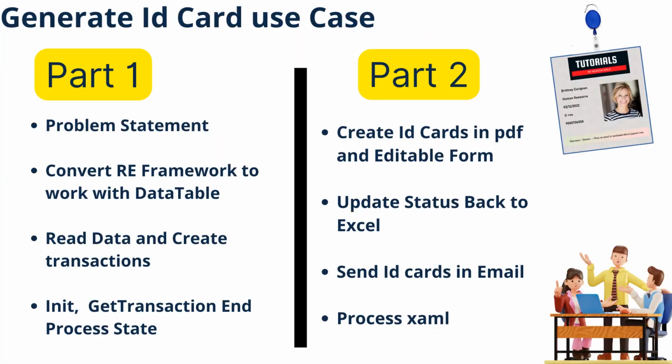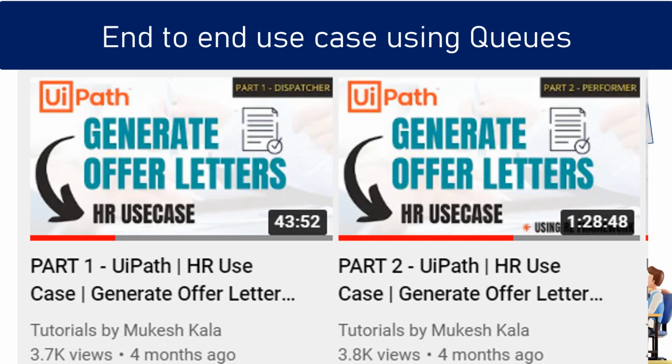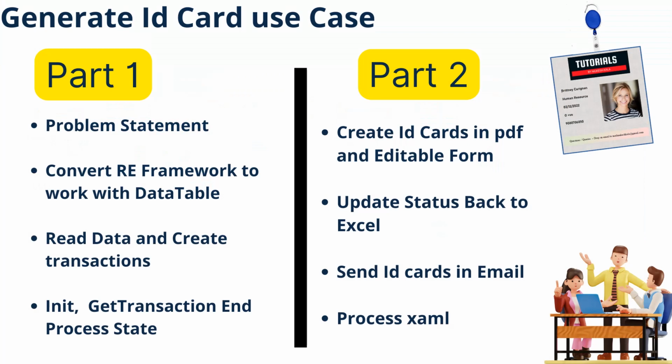Coding wise, we have divided the solution into two parts. In the first part, we looked at the problem statement. We converted the ReFramework to work with Datatable. We read the data and created the transaction with the help of Datatable. Here we are not using Orchestrator queues. In case you are looking for a solution of ReFramework working with Orchestrator queues, I have a different solution completely built with ReFramework and queues, which is an end-to-end use case for HR offer letter generation. I have put the links in the description so you can refer to that. In part 1, we also completed the init, get transaction and process state.